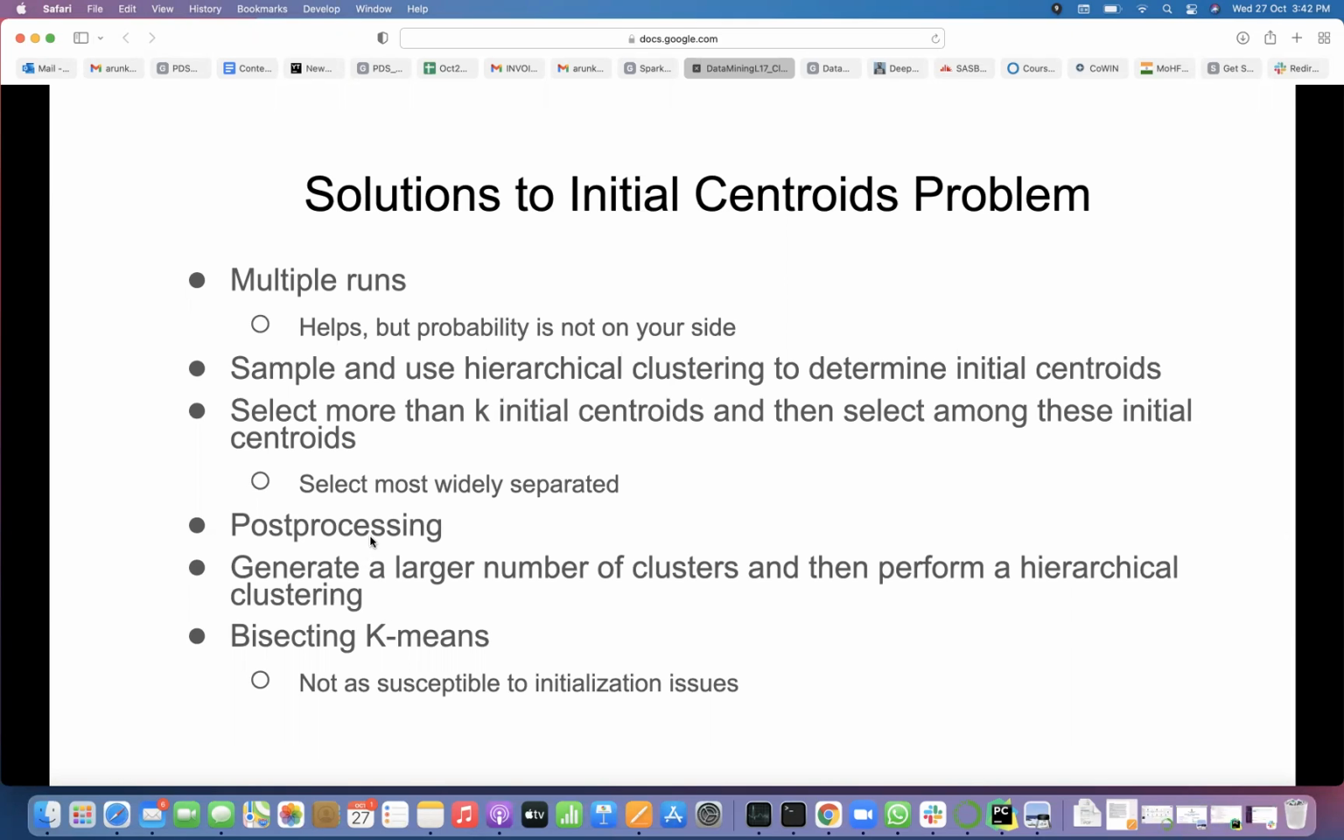Post processing. One way is after getting clusters, you analyze whether you are getting good clusters or not. That is called post processing. Generate a large number of clusters and then perform a hierarchical clustering, again merging them. Then bisecting k-means, not as susceptible to initialization issues. So first you will get 2 clusters, then again you make 4 clusters like that. One more way is the bisecting k-means.